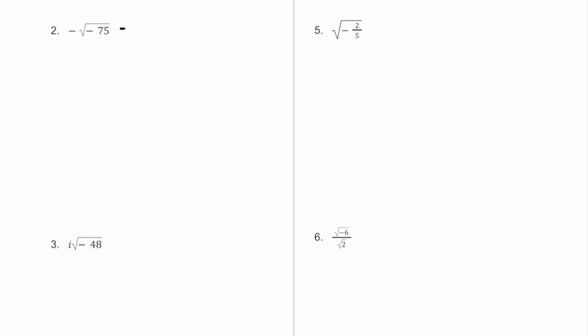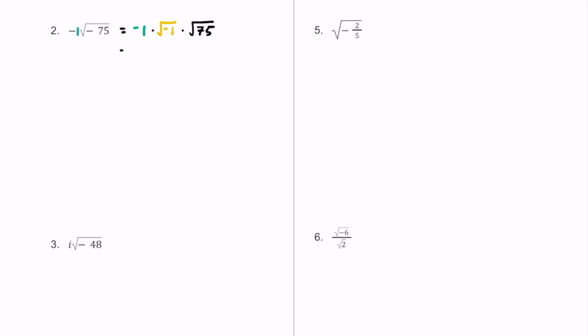For number 2, we have a negative square root of negative 75. So a negative in front, keep in mind that there is an invisible negative 1 out here. So I'm just going to go ahead and write it so it's super clear. So we have negative 1 multiplied by the square root of negative 75. Now for the square root of negative 75, just like in the last problem, I'm going to make that the square root of negative 1 multiplied by the square root of a positive 75, okay?